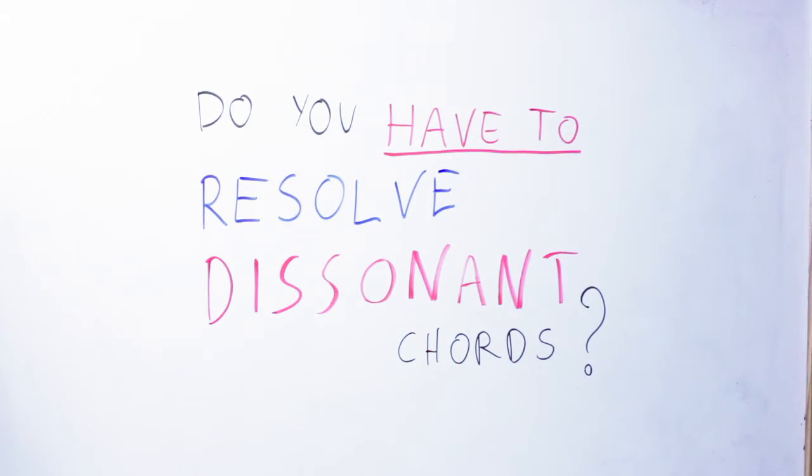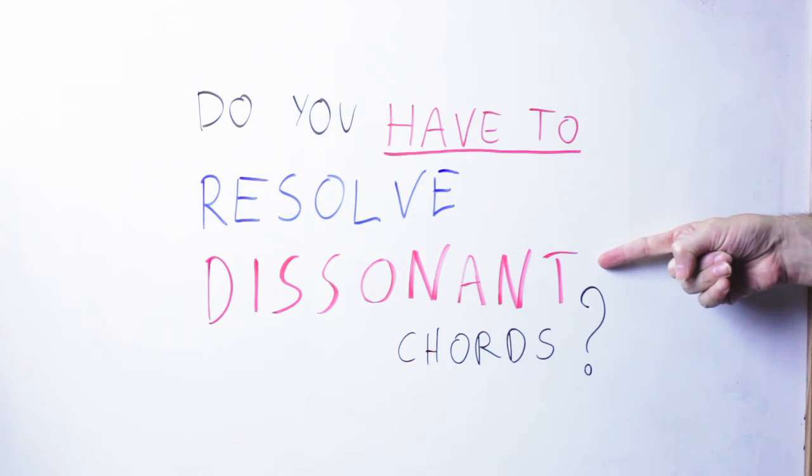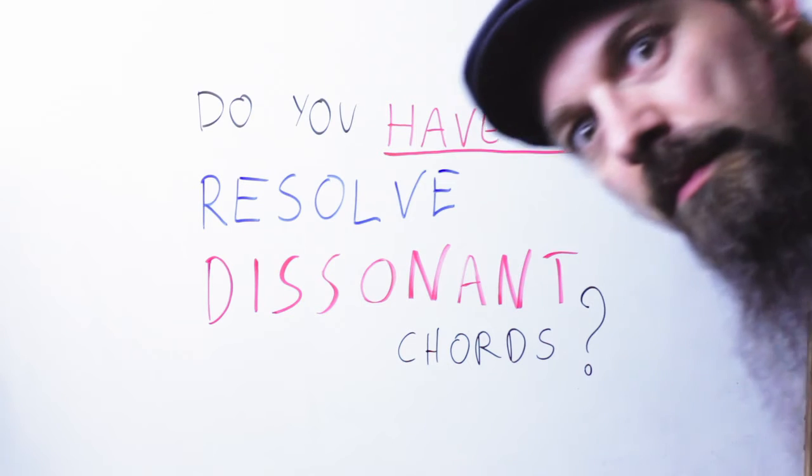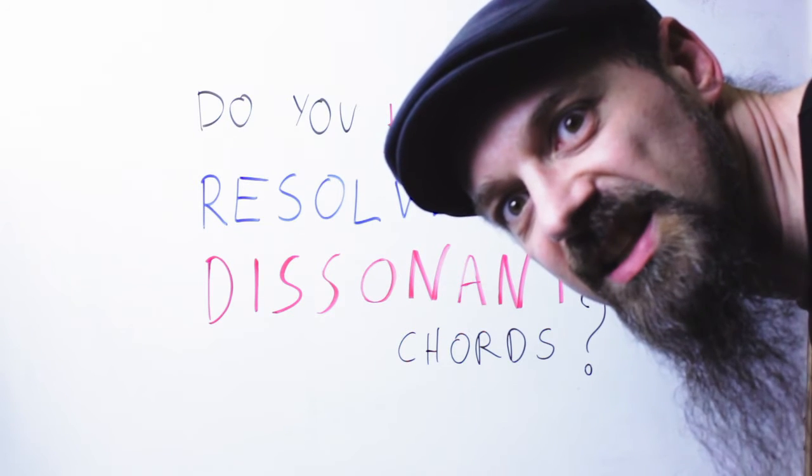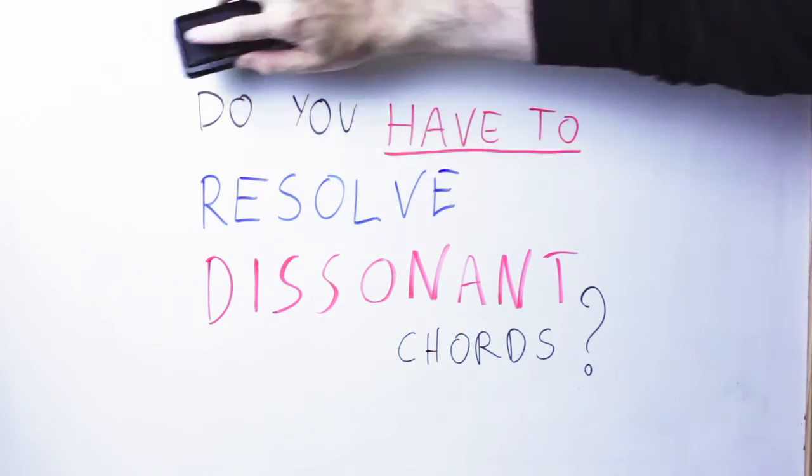So the other day I was watching a famous YouTuber talking about music theory, and at a certain point he says that in jazz you can follow a dissonant chord with another dissonant chord, as opposed to classical music where after every dissonant chord you need to put a consonant chord. And I'm like, what? This is absolutely not true.